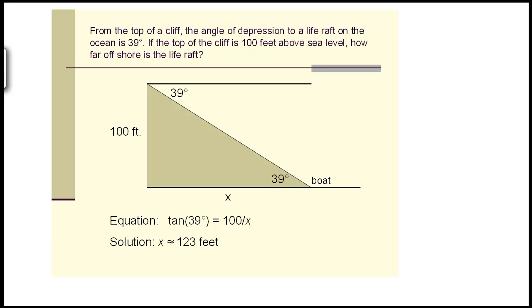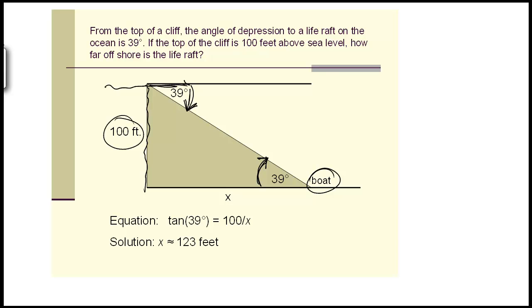Now let's take a look at this problem. It says from a top of a cliff, the angle of depression to a life raft on the ocean is 39 degrees. If the top of the cliff is 100 feet above sea level, how far off the shore is the life raft? Okay, so here's your cliff. We're 100 feet up. The angle of depression from the horizontal, if I rotate downward, is 39 degrees. Which basically means if I'm standing in the boat and I look upward, it is also 39 degrees.